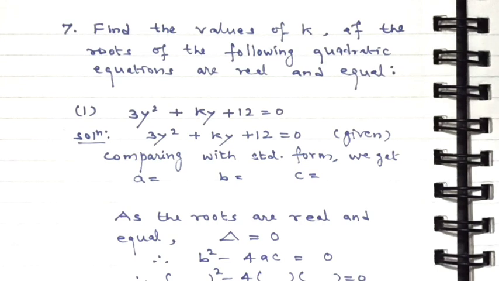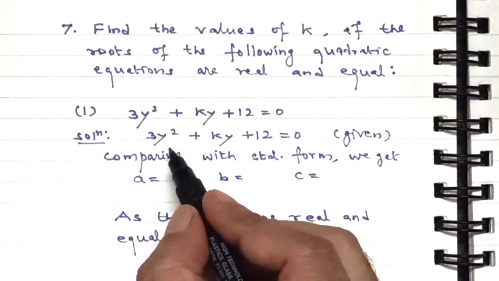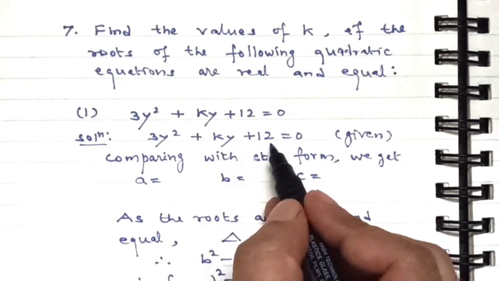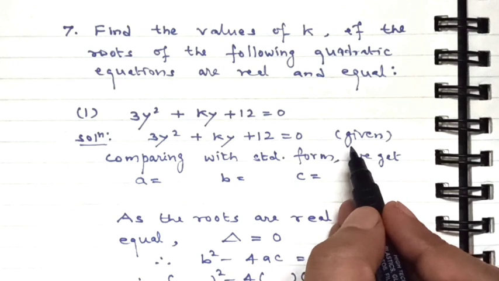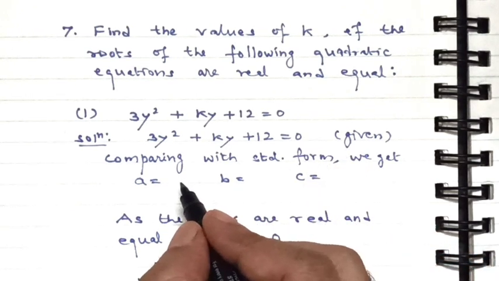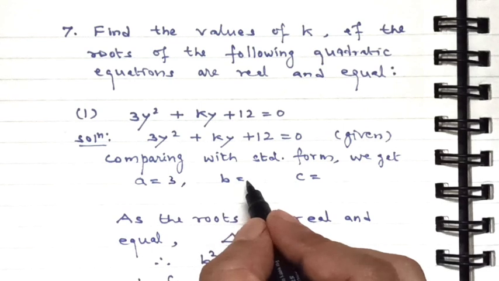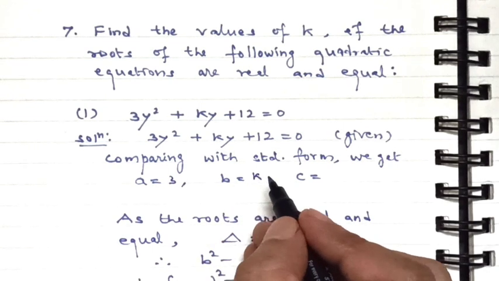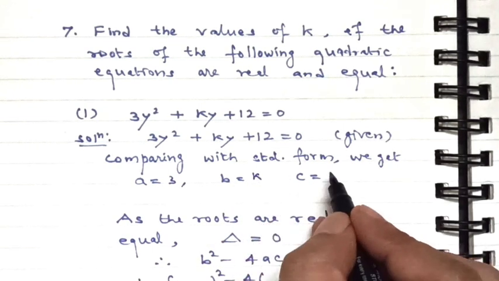First of all, write the given quadratic equation and convert into standard form if it is not, and then compare with the standard form ax square plus bx plus c is equal to 0. Find out a, b and c. This is the first step. So let's write 3y square plus ky plus 12 is equal to 0, given quadratic equation. When we compare with standard form, we will get a is equal to 3, b is equal to k, and c is equal to 12.